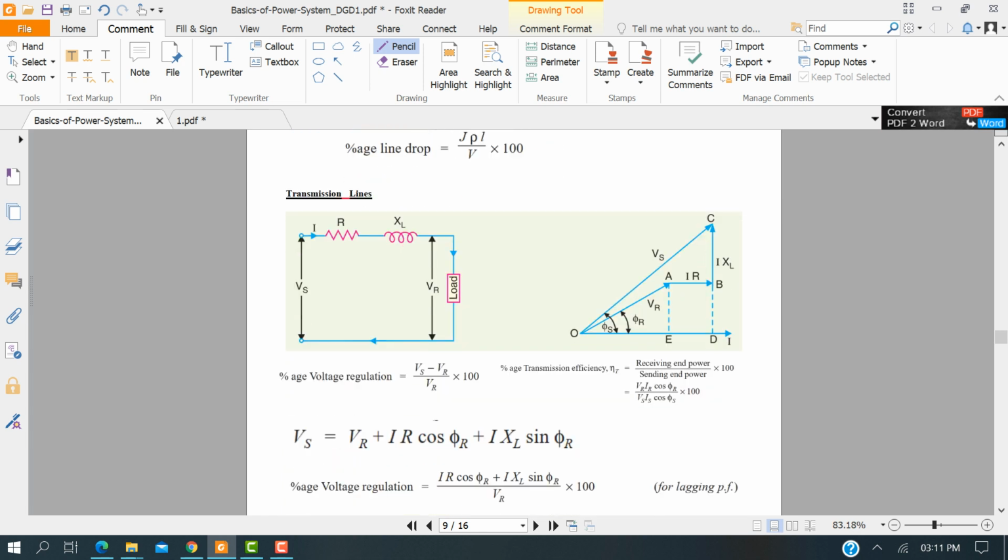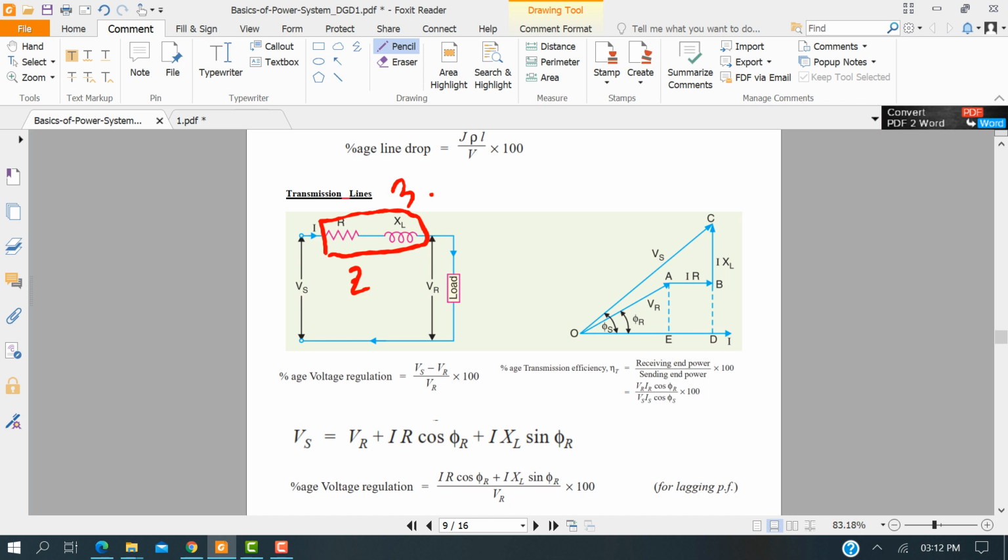Now I would like to discuss a little bit about the transmission line. There are three types of transmission line. One is the short transmission line, two is medium, and then the long transmission line. For the short transmission line, the basic circuit diagram can be expressed as here. This is the sending end voltage, that means from the generating station. This is the load end, called the receiving end, and this is the transmission line impedance.